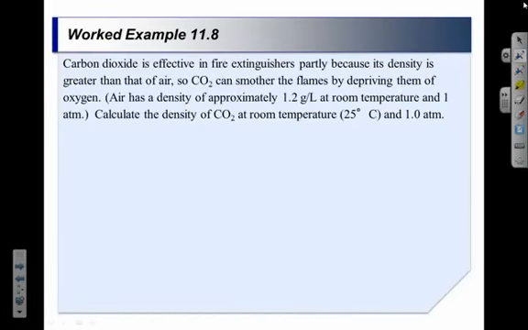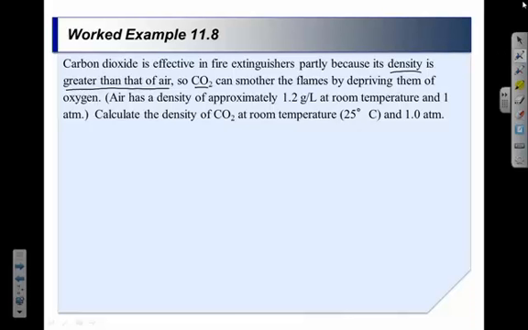Here's another example. So here we have some information about CO2 being used in fire extinguishers. Part of the reason it's used is because it's more dense than air, which means that if you shoot CO2 out of a fire extinguisher, it's not going to quickly float away from the fire. Being more dense, it should kind of hover near the fire and stay there and kind of choke the fire out so the fire doesn't get as much oxygen.